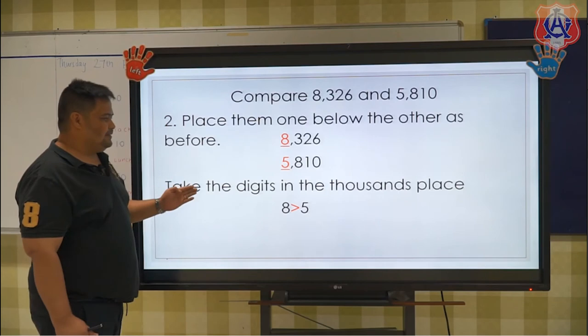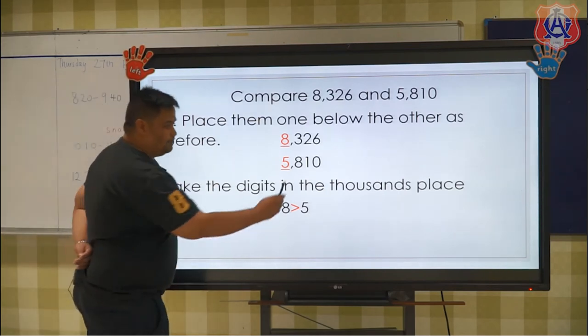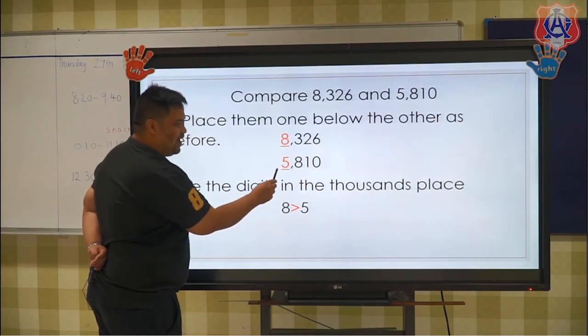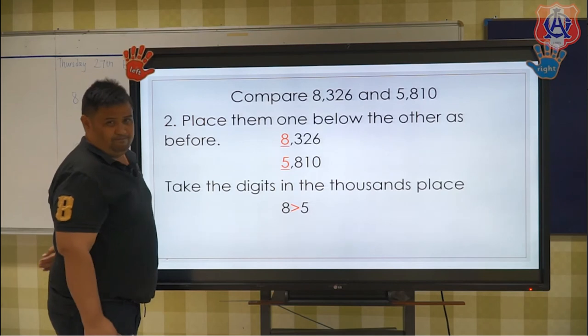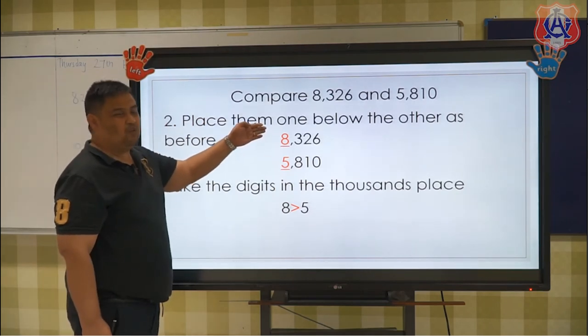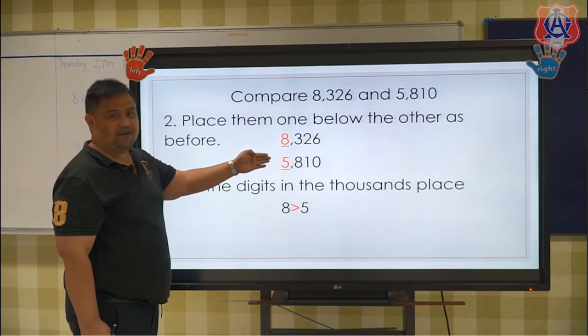Let's take a look. Take the digits in the thousands place. Let's try. This is ones, tens, hundreds, and the thousands. Tell me, on the first one, what is the place value of 8? That is the thousands. What is the place value of the 5? That is also in thousands.